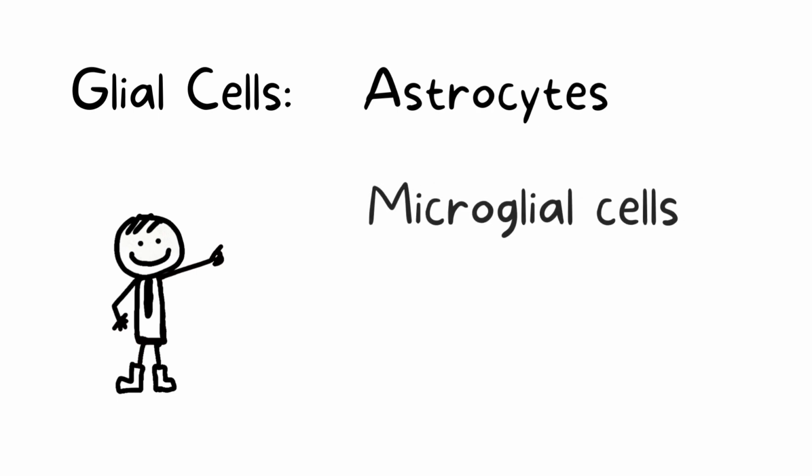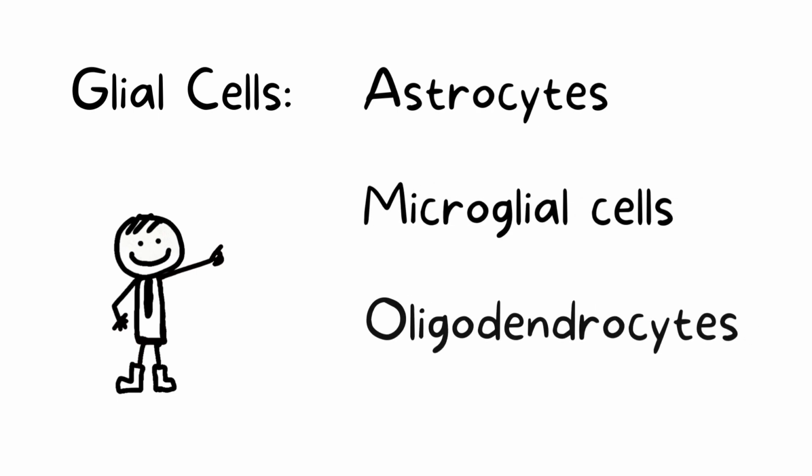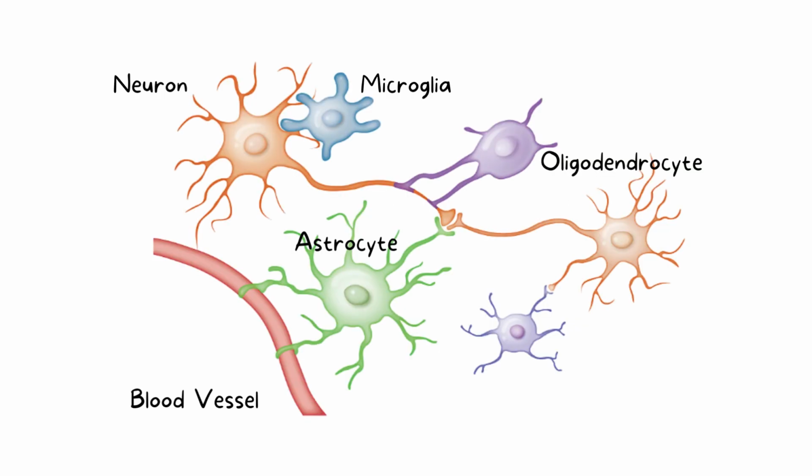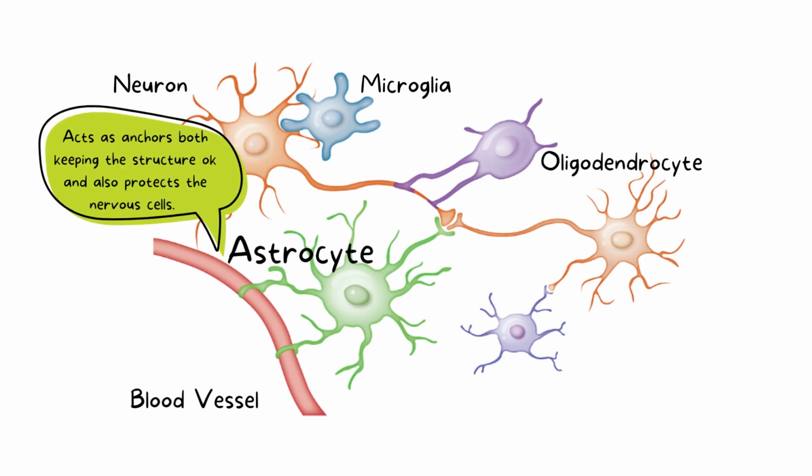Types of glial cells can be astrocytes, microglial cells, and oligodendrocytes. Very hard to pronounce. First on our list is astrocytes. Astrocytes act as anchors, both keeping the structure okay and also protecting the nervous cells.